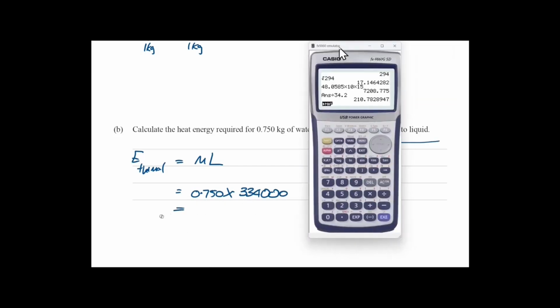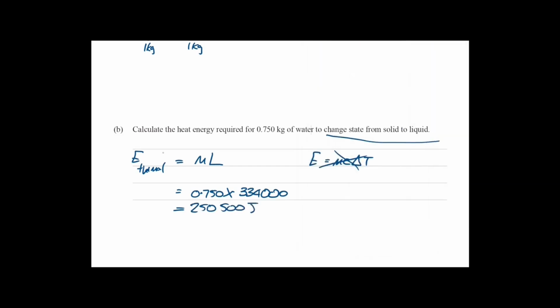Well, now it's just a matter of grabbing our good old calculator. Let's clear all of that. 0.750 times this huge number is 250,500 joules. Remember, you always need the units. Probably more likely you would say 250.5 kilojoules, to be honest, which is a lot of energy. That's why it takes so long to thaw that ice out.